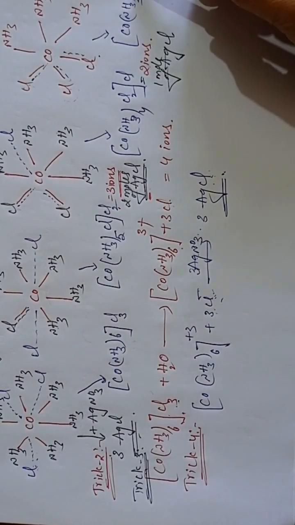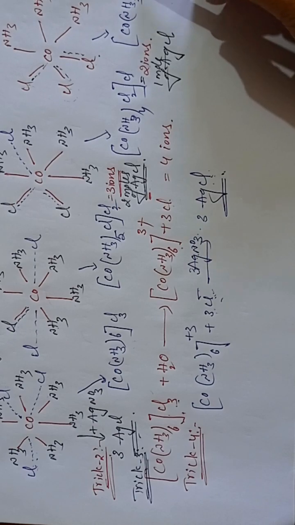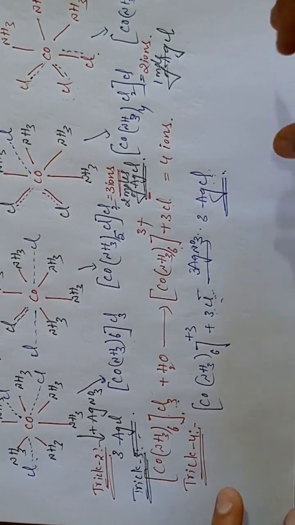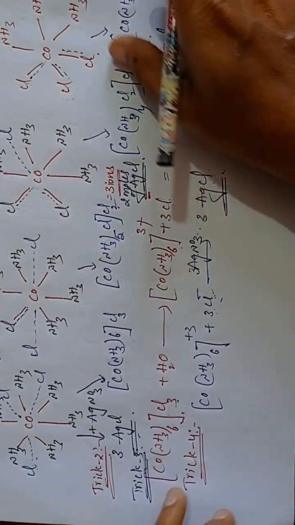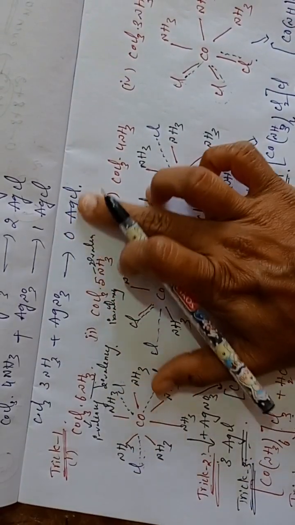Now here, are there any chlorines outside the coordination zone? No. So that's why when it is added to the silver nitrate solution, how many moles of AgCl are formed? 0. Clear this one? Here I told you already, 0 moles of AgCl. So it is not producing.